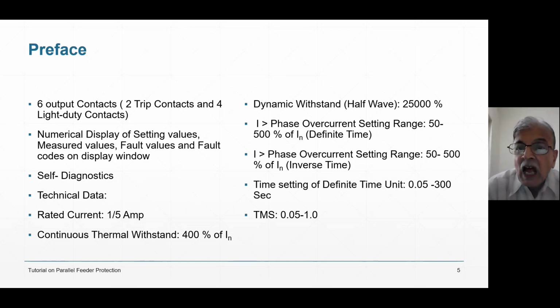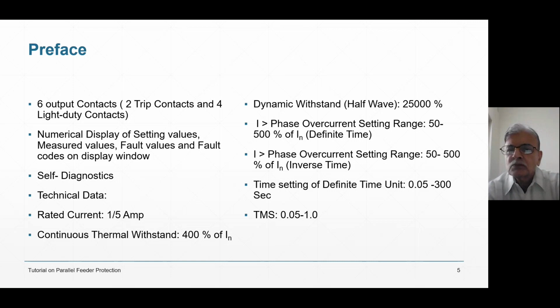That is dynamic withstand. I greater than phase overcurrent setting range, which is 50 to 200% in our older electromechanical relays, and that too in 7 steps. That is 50, 75, 100, 125, etc. Here it is 50 to 500%, and in steps of 1%. You can set 50, 51, 52, 53. Oh, difficult. I cannot speak up to 500. Many steps, right? I double greater than setting is available in 50 to 500%.